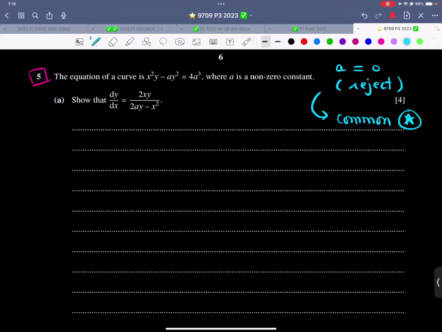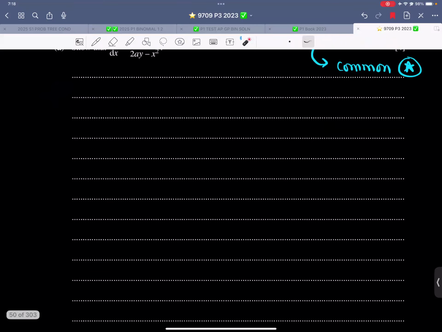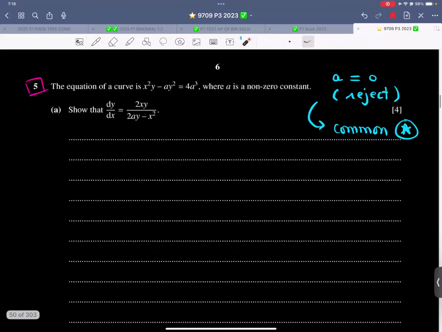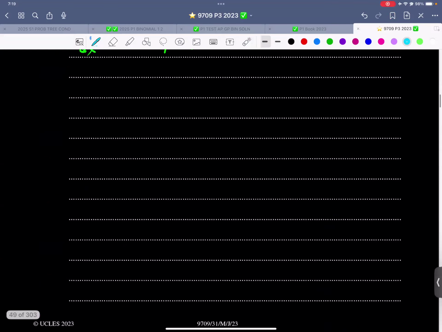The first part is show that dy by dx is this much. And then the second part, that's also there. Let's focus on the first one. So this is a question of implicit differentiation. You would have realized it by now. Let's look at the solution.